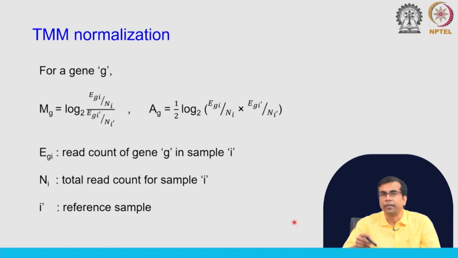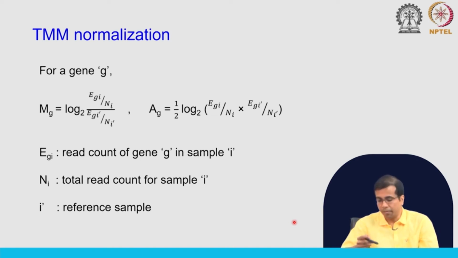Similarly, you can calculate this A_g, which is kind of an average expression, right. So again you have this half log2 of E_gi divided by N_i times E_gi' divided by N_i'. Again we know that E_gi is the read count for gene g in sample i, N_i is the total read count, and then the similar measures, right, E_gi' and N_i', are for the reference sample, okay.